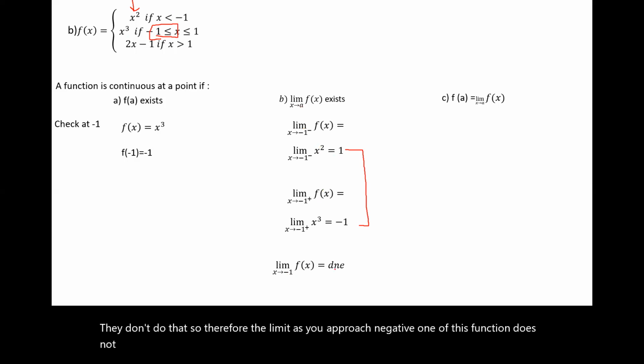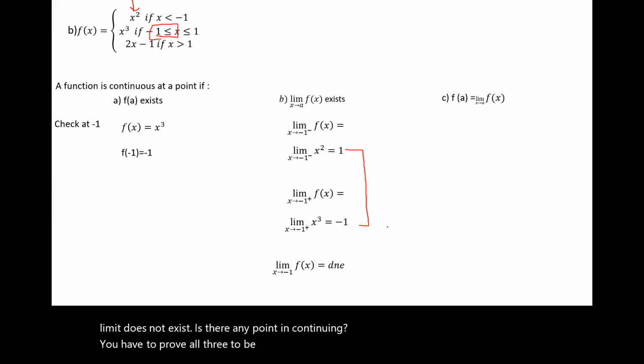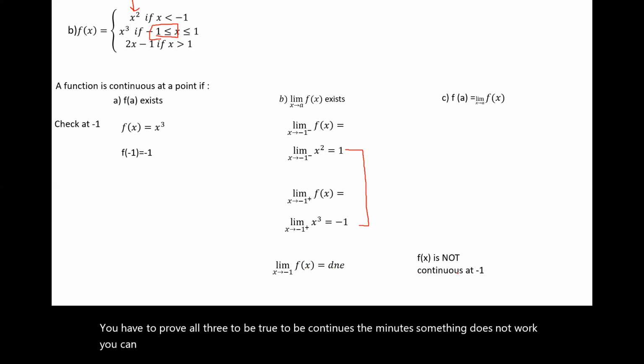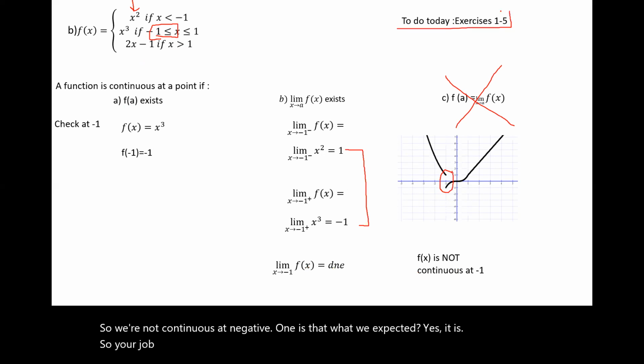Why is that? A limit is a unique value. We cannot have two different values, so the limit does not exist. Is there any point in continuing? You have to prove all three to be true to be continuous. The minute something does not work, you can simply answer, it is not continuous, and you do not need to do any other work. So we're not continuous at -1. Is that what we expected? Yes, it is. So your job today, exercises 1 to 5.